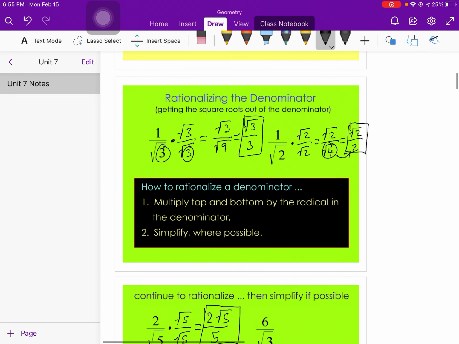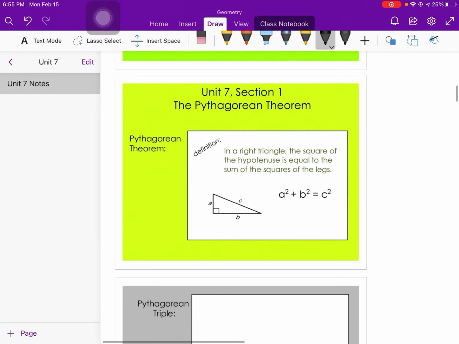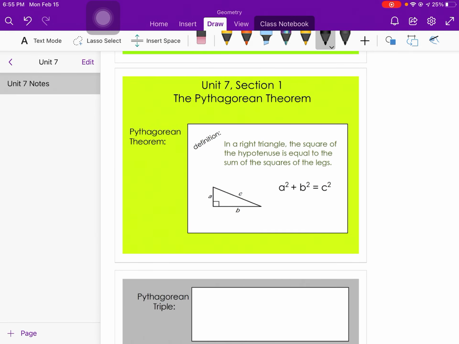Okay, so we're just going to continue on. I think you guys get that process. The real lesson for today is about the Pythagorean theorem. Very important theorem in geometry. We use it a lot. And this unit is about right triangles, so this is definitely something we've got to be considerate of.